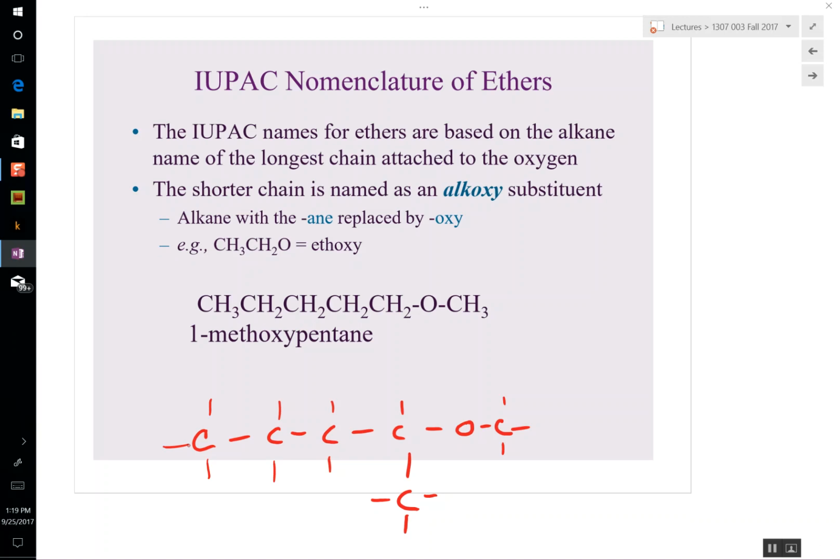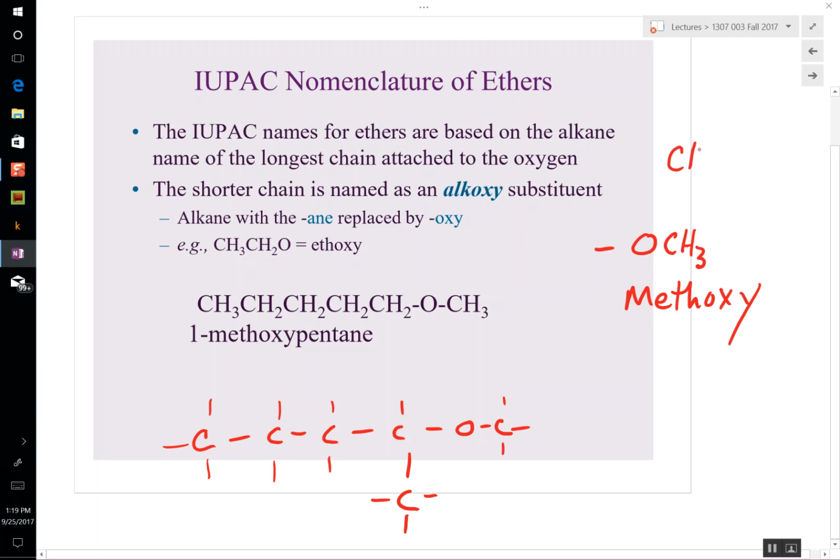Well, we treat this OCH3 group as if it were a substituent. So that is called a methoxy. Just like you already know that that is called a methyl. See, we're taking the methyl and we're inserting an oxygen in there. It's a methoxy substituent. It's not a methoxyl, it's a methoxy substituent.